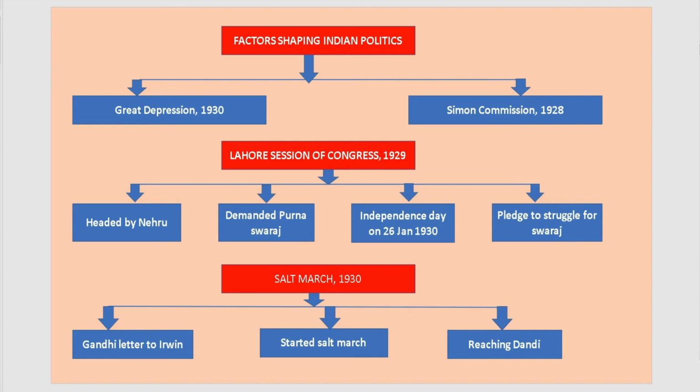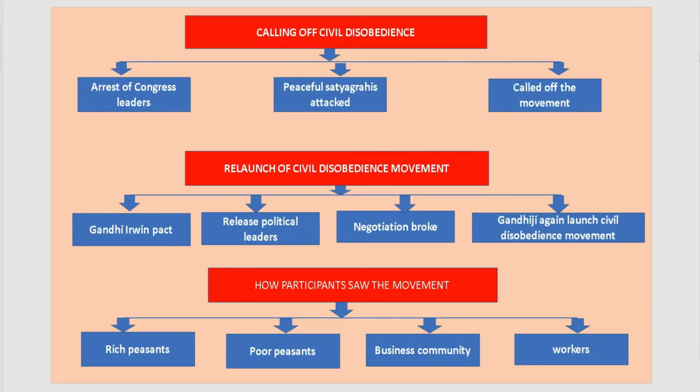After that, pledge to struggle for Swaraj. Next, it is given Salt March 1930. Related to the Salt March, Gandhi's letter to Irwin. Gandhiji wrote a letter in which many demands were written, especially 11 demands. And then he started the Salt March and reached Dandi, the coastal village.